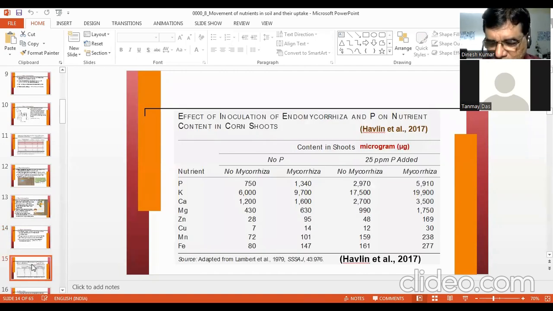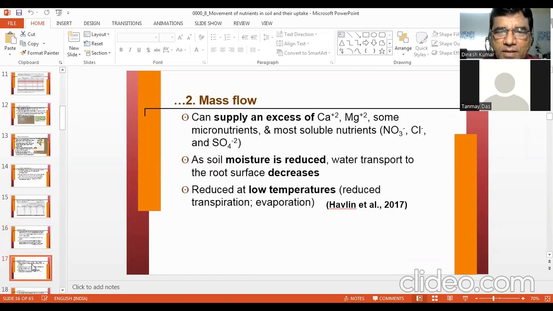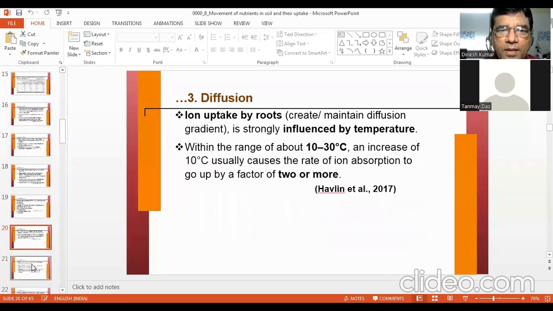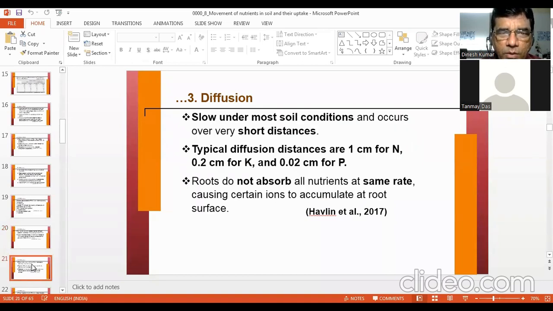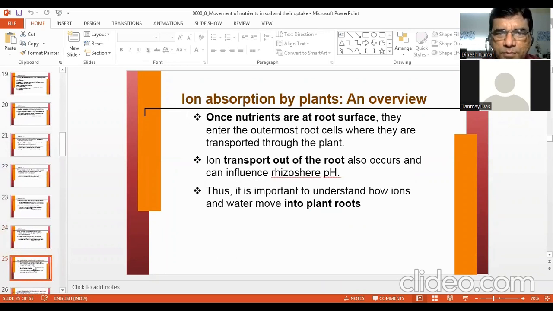So the role of mycorrhiza was also discussed. And then we have seen mass flow. Mass flow in detail we have seen, and diffusion. They are all part of nutrient uptake: mass flow, diffusion, contact exchange. And ion absorption by plant.